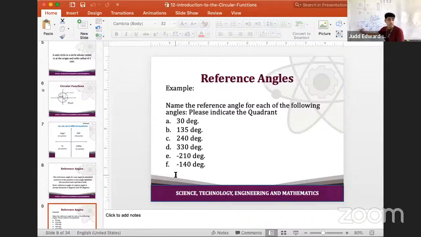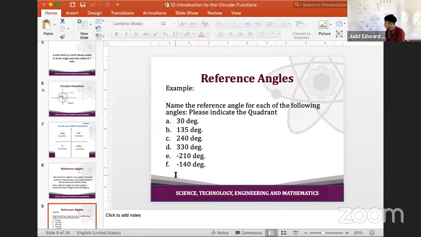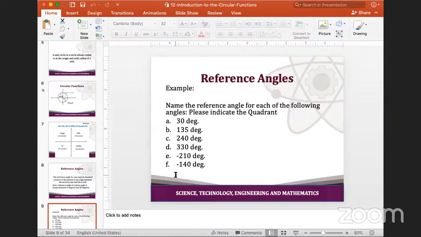Okay, letter C. We have 240 degrees. What is the reference angle of 240 degrees? Let us try to draw the angle. This is 180. Ano yung kailangan ni 180 para maging 240? It needs 60. Okay. This is 60 degrees. This is 30 degrees. Anong pipiliin mo? Si 60 o si 30? 60 po.